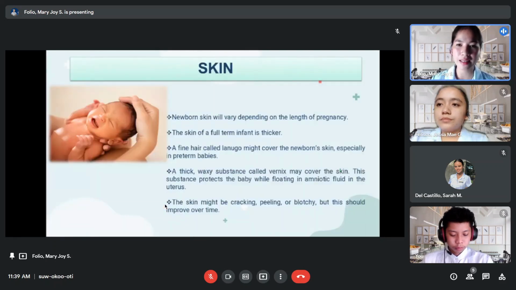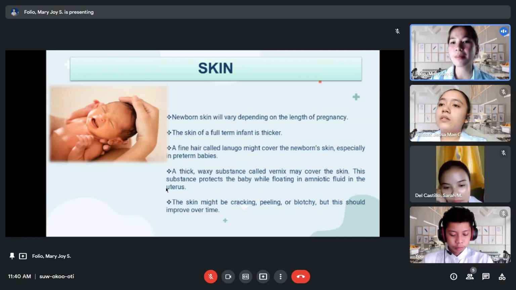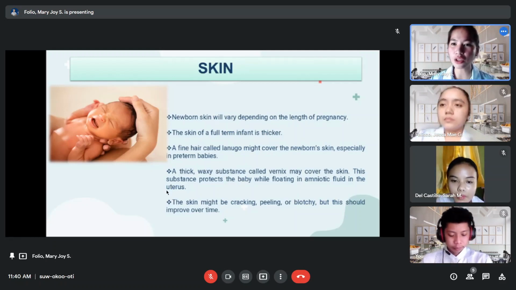The next is the skin. So newborn skin will vary depending on the length of pregnancy. The skin of a full-term infant is thicker. A fine hair called lanugo might cover the newborn skin, especially in preterm babies. A thick, waxy substance called vernix may cover the skin. This substance protects the baby while floating in the amniotic fluid in the uterus. And the skin might be cracking or peeling, but this should improve over time.